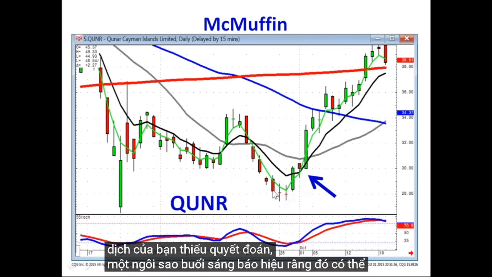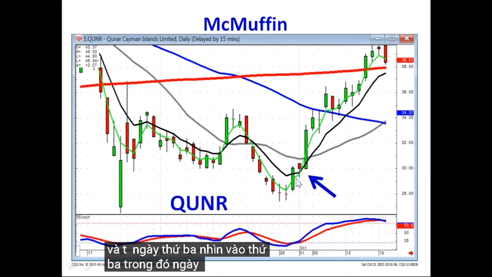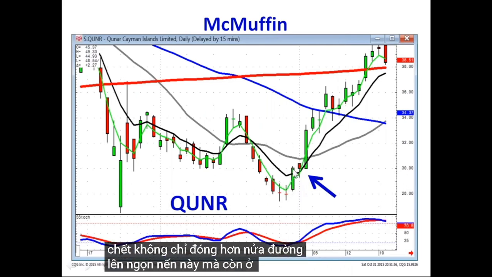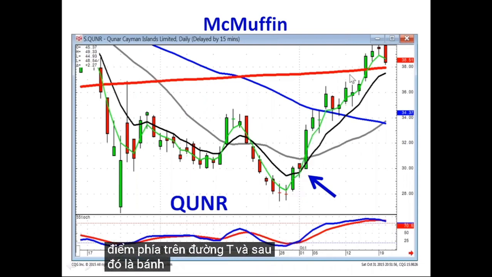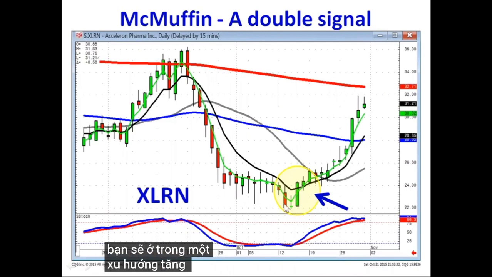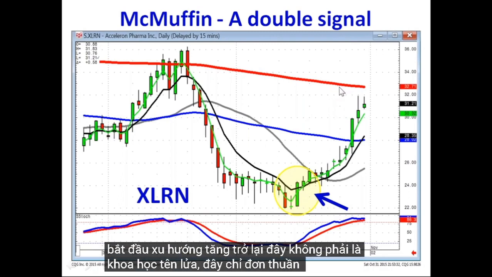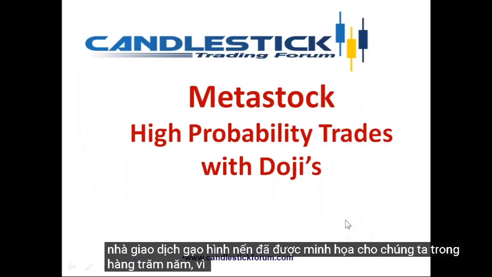A morning star signal could be a down day and 2 indecisive days. And the third day, look what the third day or the fourth day did. Not only did it close more than halfway up this candle, but way above the halfway point and above the T-line, and then followed by your Doji sandwich. Your McMuffin told you there was a high probability you're going to be in an uptrend. Morning star signal, Doji sandwich starts the uptrend. Again, this is not rocket science. This is just merely identifying what the candlestick rice traders have illustrated to us for hundreds of years.